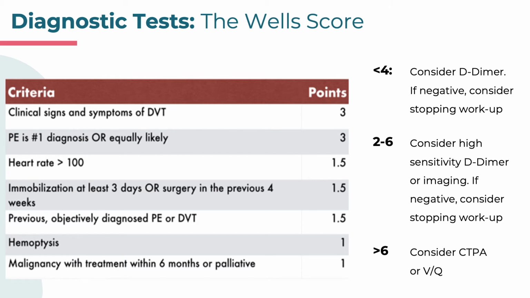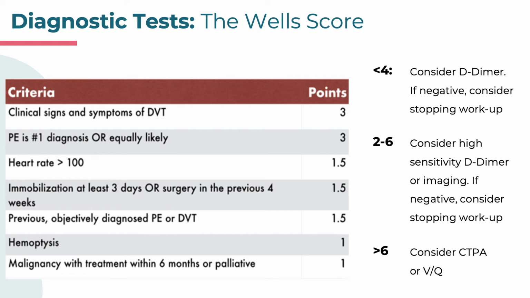There's a bunch of criteria you can see on the left hand of the slide. Some of them are if you've had a history of pulmonary embolisms or deep vein thrombosis, a history of blood clotting, a very high heart rate, and the clinical symptoms of deep vein thrombosis as well. All these criteria are assigned a specific point value, and at the end they're all added up. If you have a score of less than 4, your healthcare provider will consider a D-dimer test. We'll go into the specifics of a D-dimer test and what exactly it is. If it's negative, consider stopping the workup.